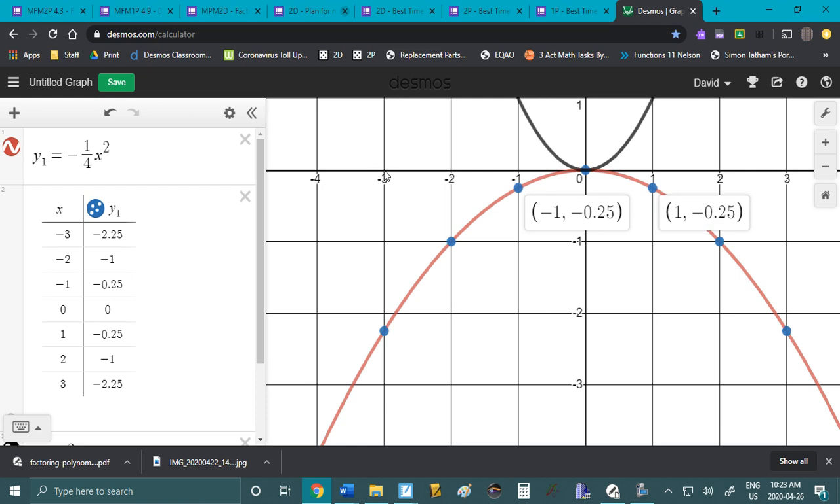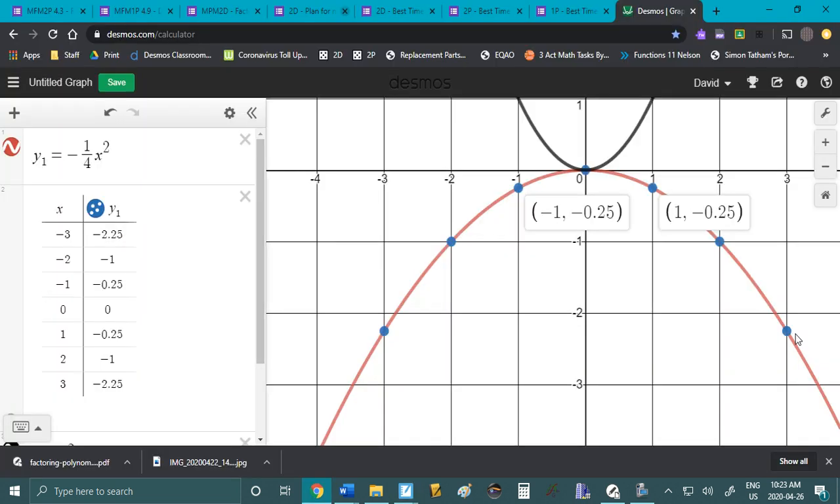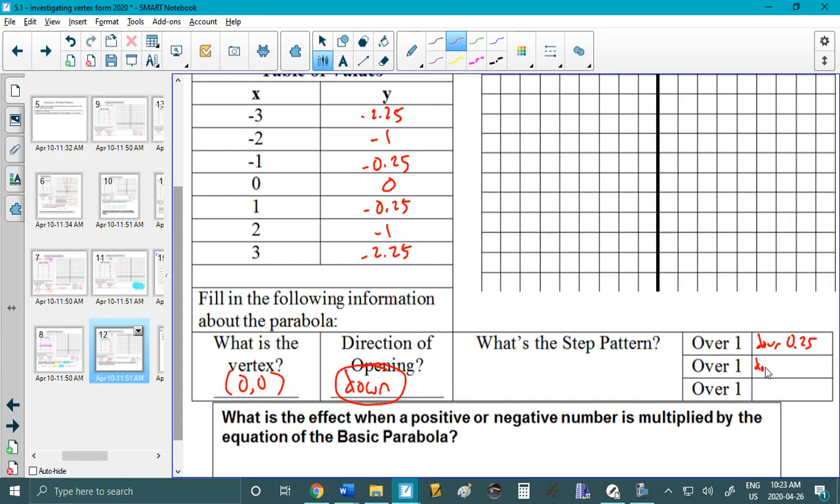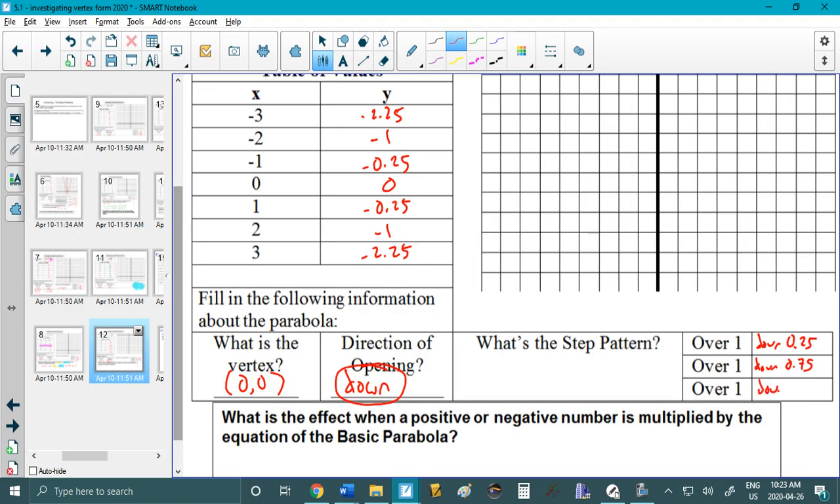I'll do this one as well. So that means we go over 1 and down 0.25. Then we go over 1, and from 0.25 to 1, so it's going down by 0.75. And then from here we go over 1, down 1, and another 0.25. Down 1.25. So it might not be obvious to you what's happening here, but let's compare those values to the original. They were up 1, 3, and 5.